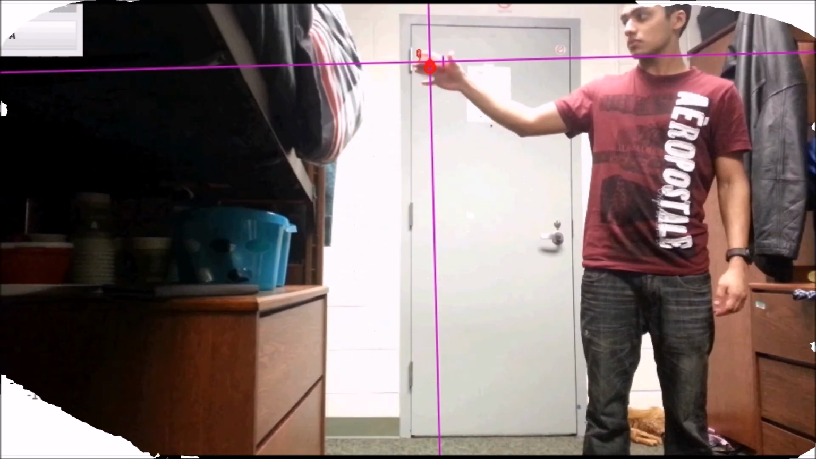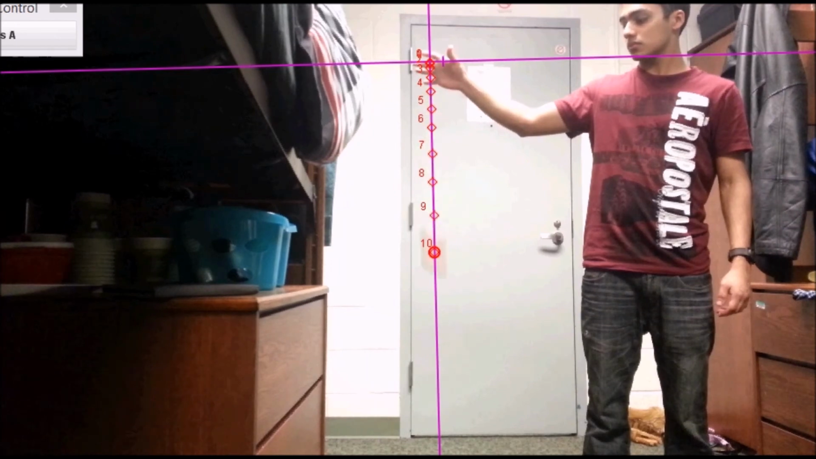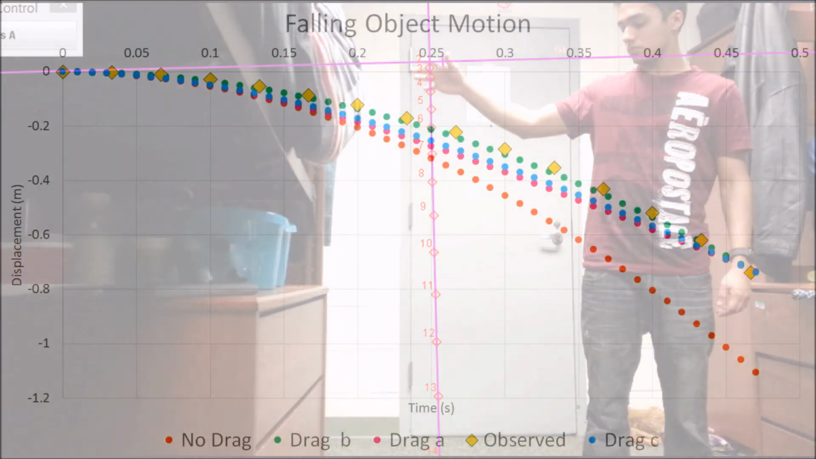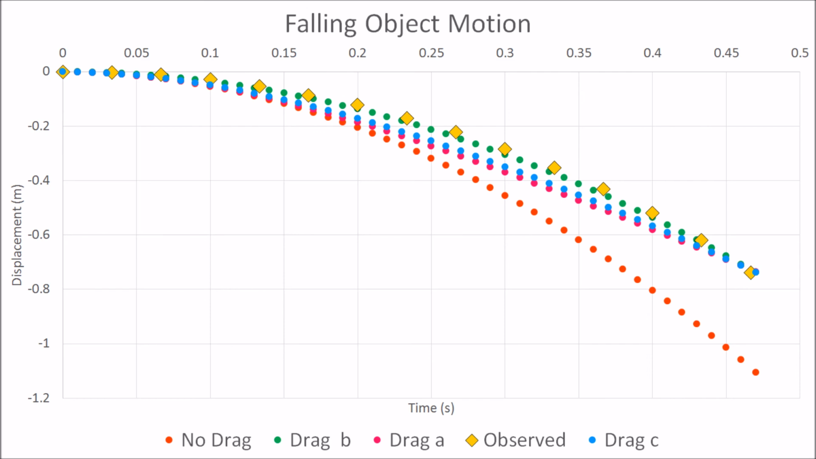Overall, though the data was fairly accurate, it needs to be remembered that the motion was only observed for 0.47 seconds because the object was dropped from such a low height. If the falling motion were analyzed over a longer time frame and dropped from a greater height, more conclusions could be drawn as to which model was actually more accurate, whether or not the object reached terminal velocity, and how long it took to do so.